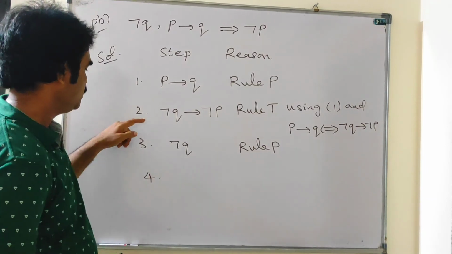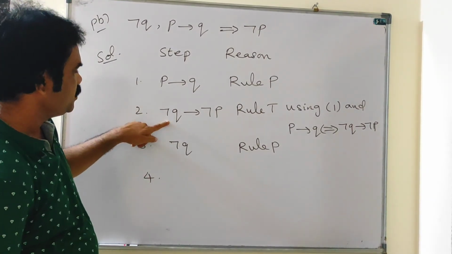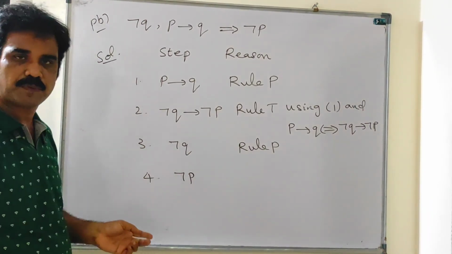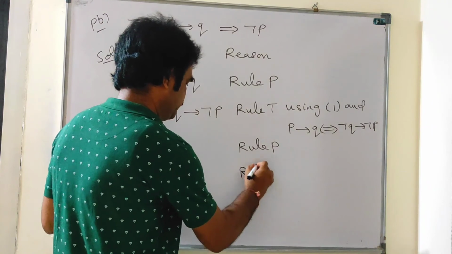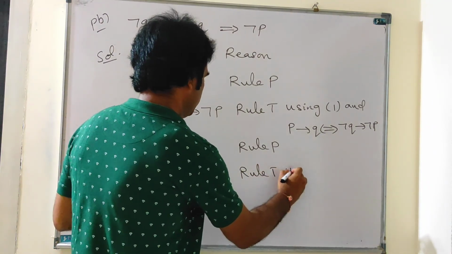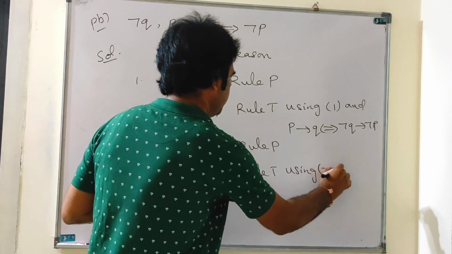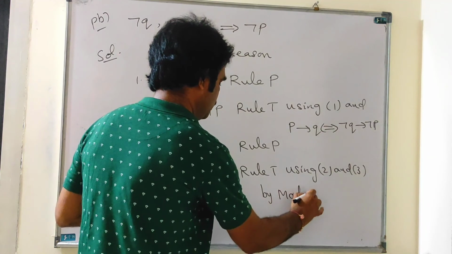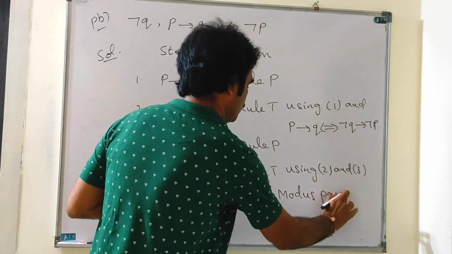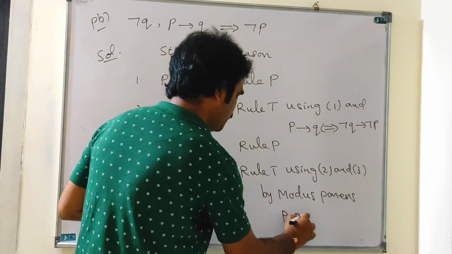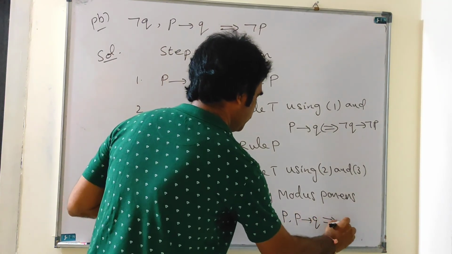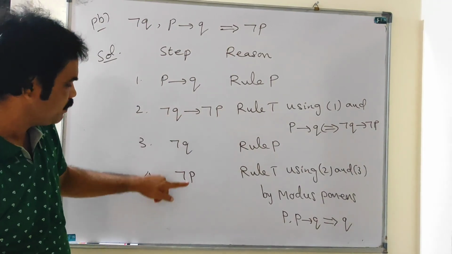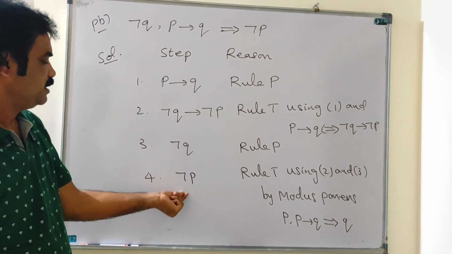Fourth one. See the second and third steps. Negation Q implies negation P, and negation Q. That implies negation P. This is by modus ponens rule. Rule T, using 2 and 3 by modus ponens. Modus ponens means P implies Q, P, imply Q. See this: negation Q implies negation P, negation Q, imply negation P. This is our required conclusion.